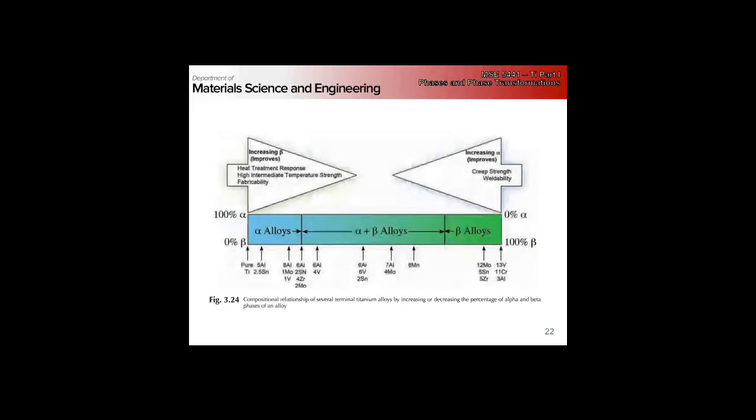So here we go from pure alpha to pure beta. Adding beta stabilizers is going to tend to increase our heat treatment response to strengthening, and higher intermediate temperature strength, because we're strengthening with multiple phases. Also fabricability, because BCC is more ductile than HCP. Starting at pure beta and coming down, we add alpha stabilizers, and creep strength increases because of diffusion creep, since our diffusivity in HCP is so much less, and our weldability is going to increase.